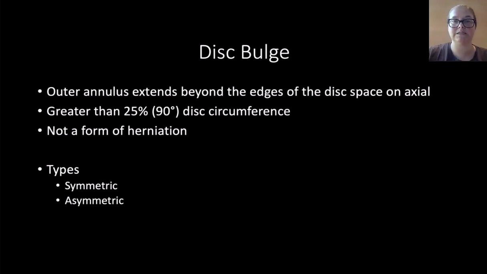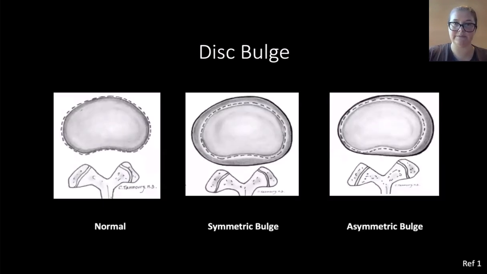So they talk about disc bulge, and a disc bulge is extension of the annulus fibrosis beyond the edge of the disc space on an axial plane. So usually it's about 2 or 3 millimeters at least beyond the edge of the vertebral body or the disc space. It's more than 25% or 90 degrees of the disc circumference, and it's not a form of herniation. So again, we're not going to talk about broad-based or focal disc bulge. We're thinking symmetric and asymmetric.